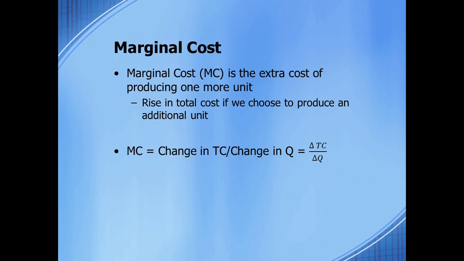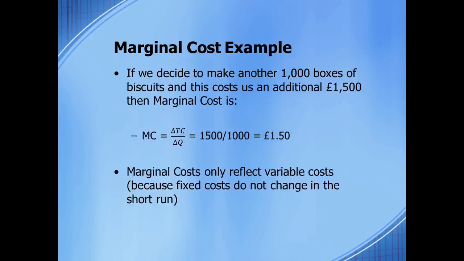So the marginal cost is the extra cost of producing one more unit. Say the extra cupcake or the extra box of biscuits. It's the rise in the total cost if we produce an extra unit. So the marginal cost is the change in total cost divided by the change in quantity. It's the delta total cost over the delta quantity.